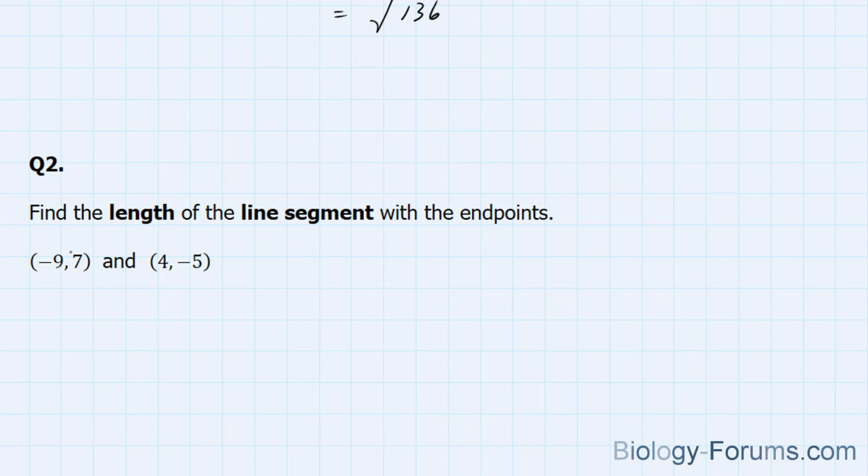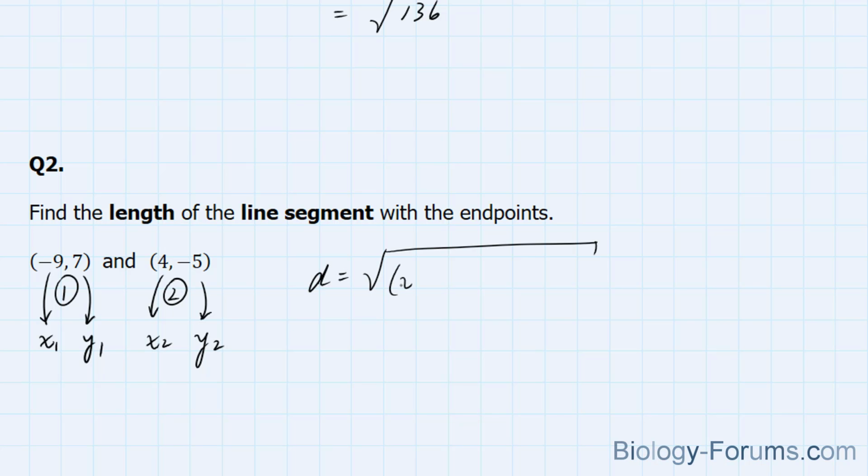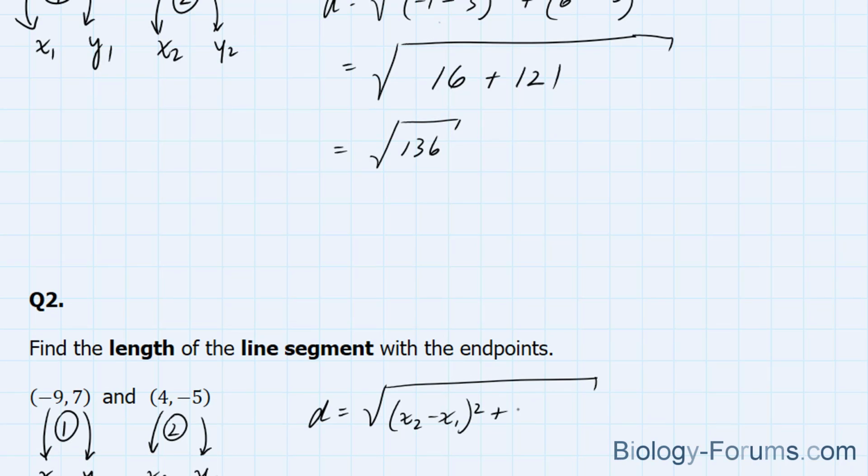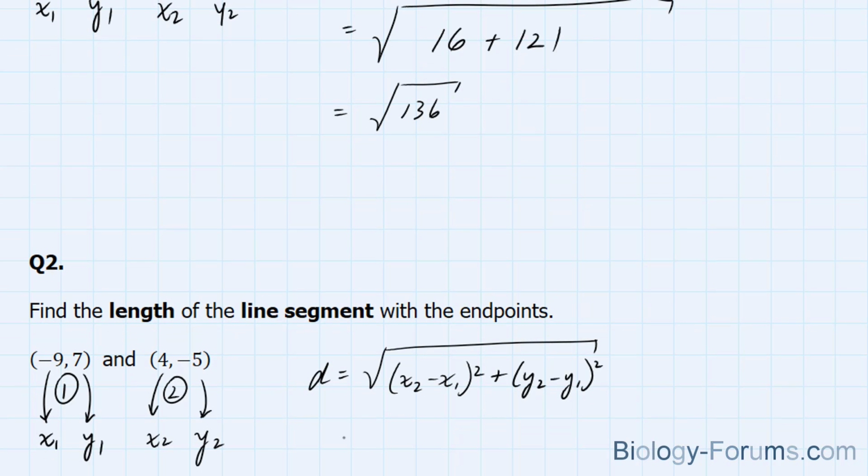And once again, we're going to label our 2 points, 1 and 2. This will be my x1, y1, x2, y2. And distance is equal to the square root of x2. And be very careful not to confuse your subscripts and your superscripts. And the formula was to add the difference of y2 minus y1 squared. So let's plug in our numbers.